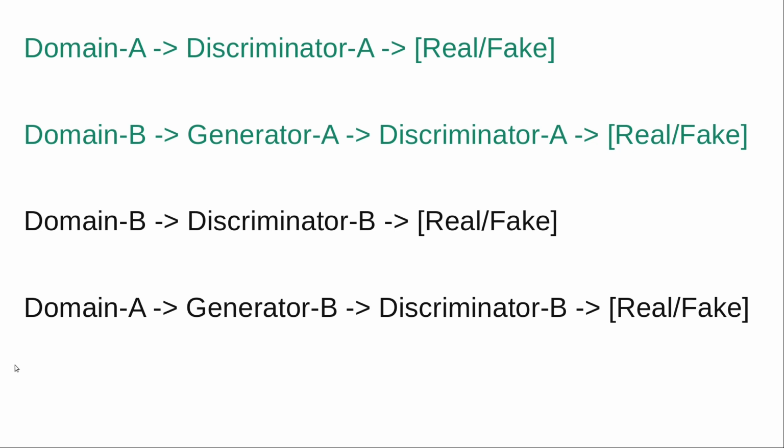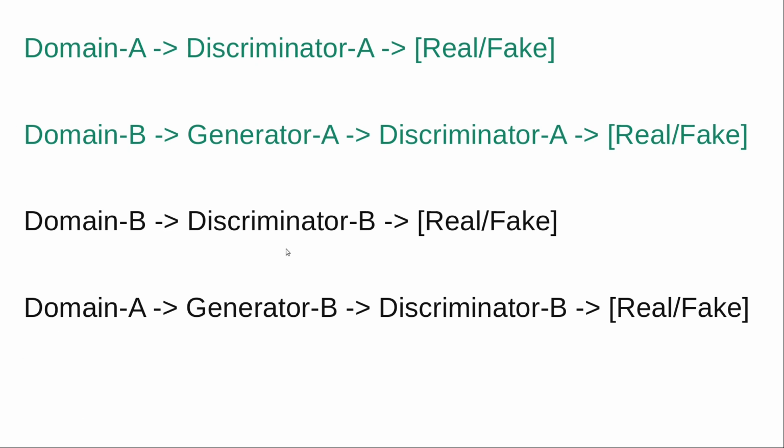And now talking about the discriminator, I have two of them in CycleGAN. The first discriminator, discriminator A, takes real images from domain A and generated images from generator A and predicts whether they are real or fake. And the second discriminator, discriminator B, takes real images from domain B and generated images from generator B and predicts whether they are real or fake.